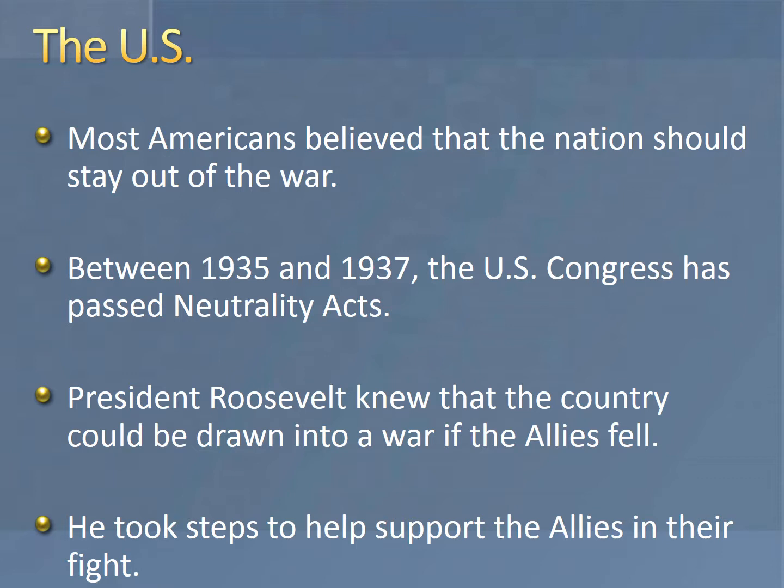All right, let's talk about the U.S. Like we just said, most Americans believe that the nation should stay out of the war. Between 1935 and 1937, the U.S. Congress had passed neutrality acts. We talked about that previously, how it was illegal to sell weapons or anything like that to countries at war or give them loans. But President Roosevelt knew that the country could be drawn into a war if the other allies fell. So he took steps to help support the Allies in their fight.